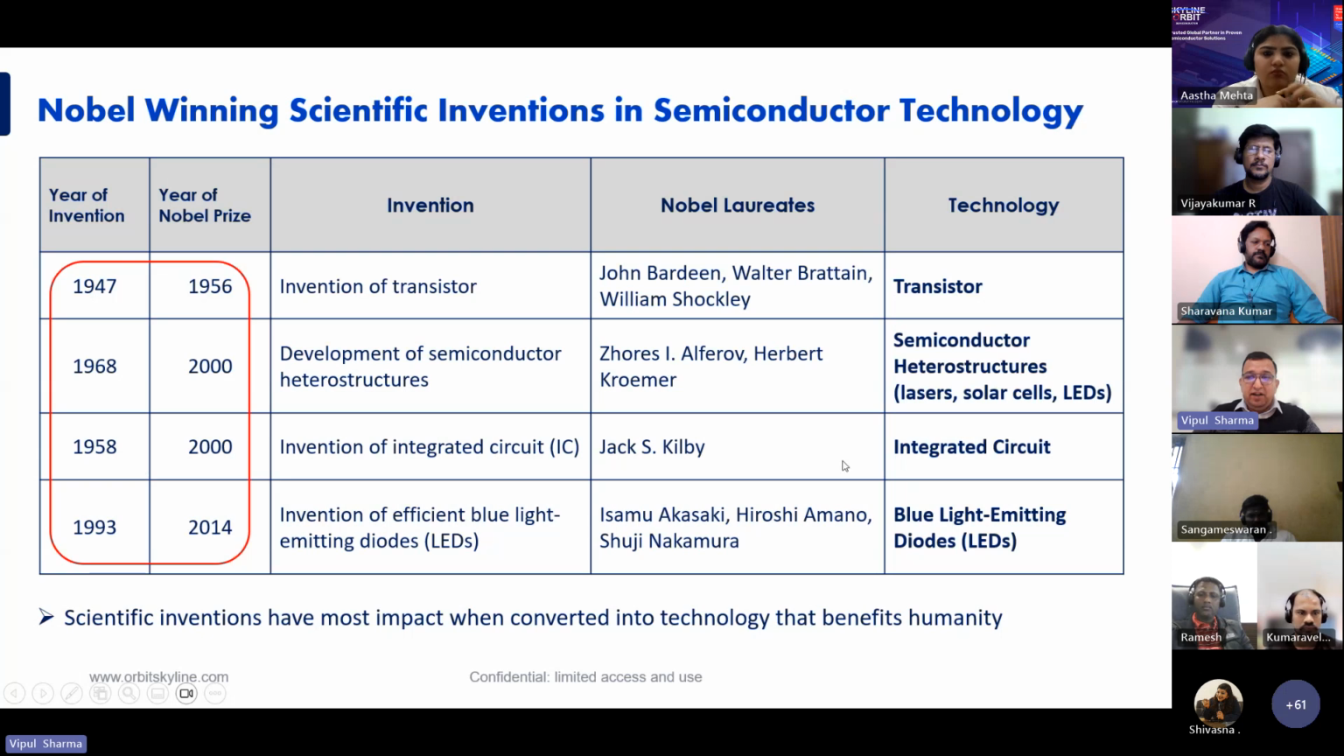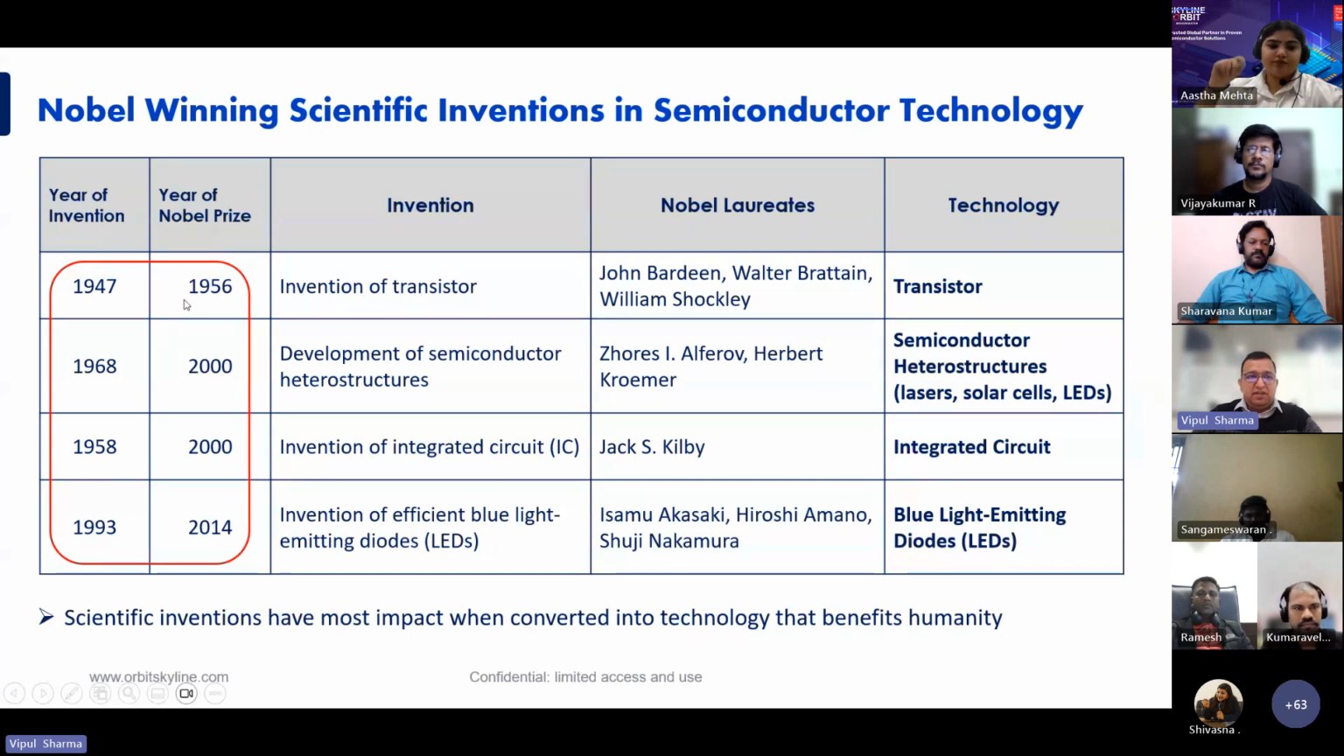Then in 1958, the integrated circuit was invented by Jack Kilby. And in 1993, the blue light LEDs, which basically completed the trio of red, green, and blue LEDs, because then people were able to develop white LEDs. So that's why it was given the Nobel Prize. And mind you, this prize is not for semiconductor. This prize is for the overall category of physics. So these awards for scientific inventions were given for development of physics.